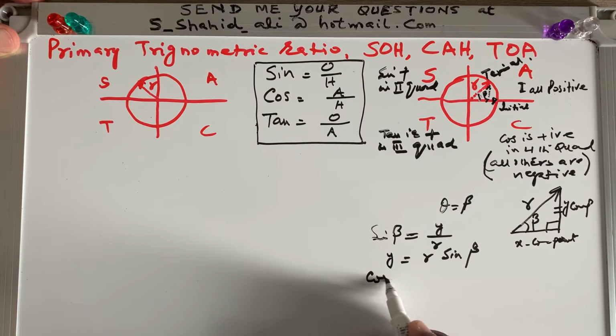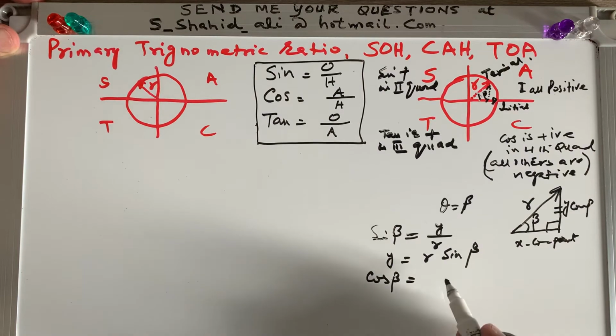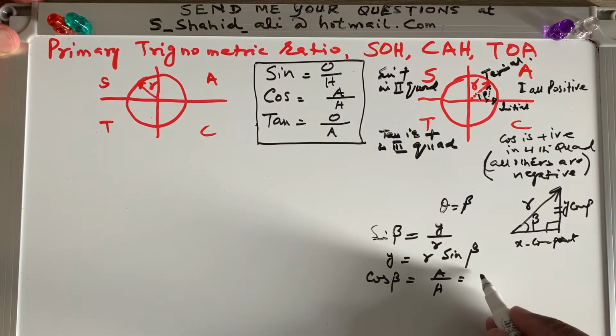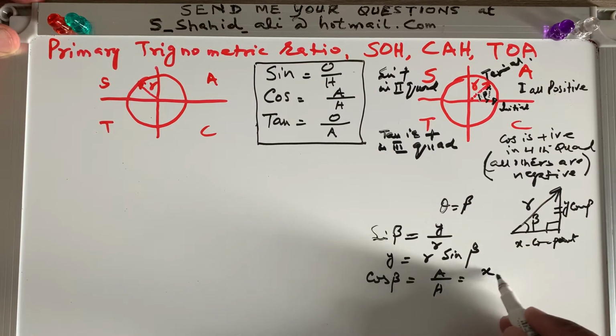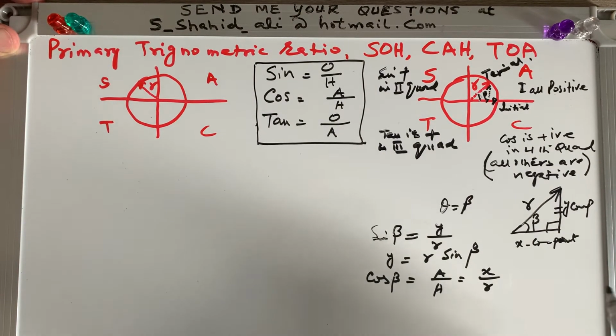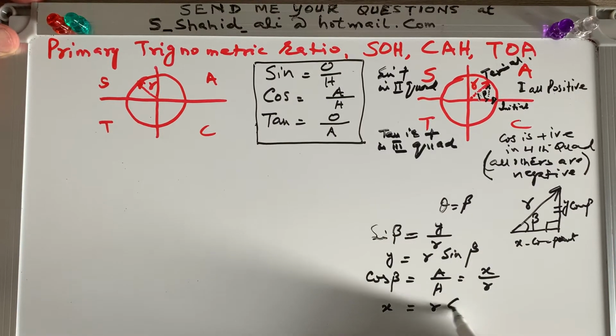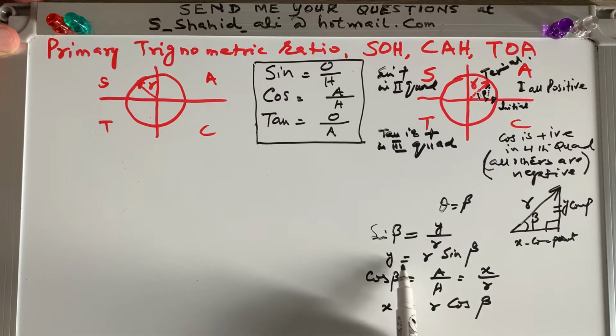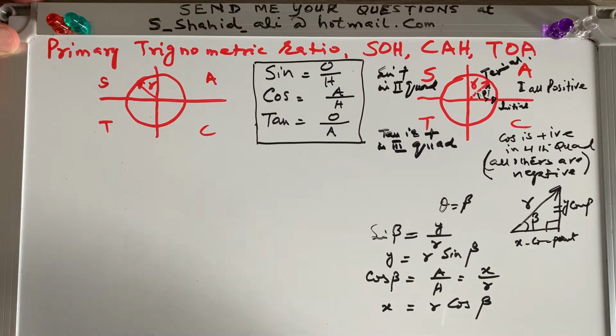If I take cos beta, what is cos beta? It equals adjacent over hypotenuse. So what is my adjacent in this triangle? The x component. So x divided by r, right? If I want to find x, it will equal r cos beta. So we are learning here that the x component is always a cos component and the vertical component, or y component, is always a sine component, and these are very important trigonometric relationships.